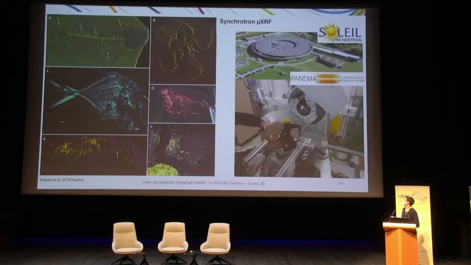The first one is to use micro X-ray fluorescence elemental mapping, which clearly allows us to go inside the sediment, to not have to prepare the specimen manually, and to have access to some anatomical details such as the cerium here on this crinoid or the digestive tract here on these shrimps.